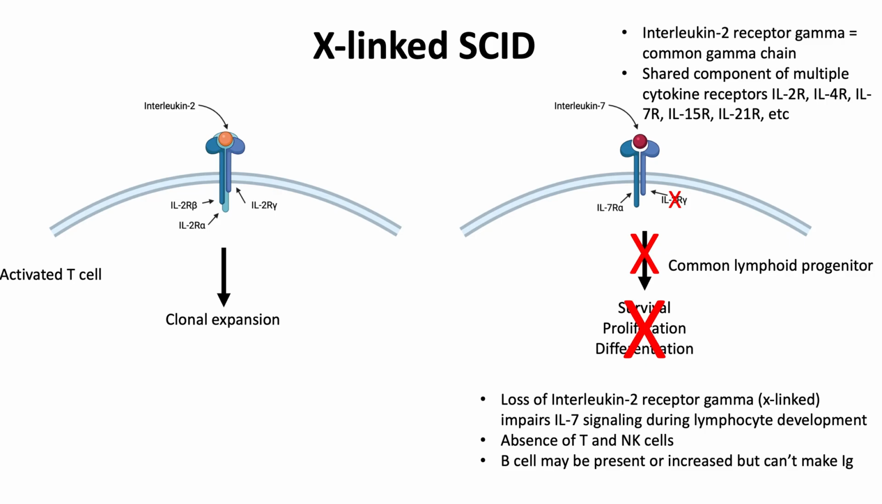In the absence of this common gamma chain, this IL-2 receptor gamma, developing lymphocytes in the bone marrow can no longer respond to interleukin-7, and this leads to an absence of T and NK cells. In these patients, B cells may be present or even increased, but they can't make any immunoglobulin. And so these are individuals that have combined defects in both T cell and B cell function.